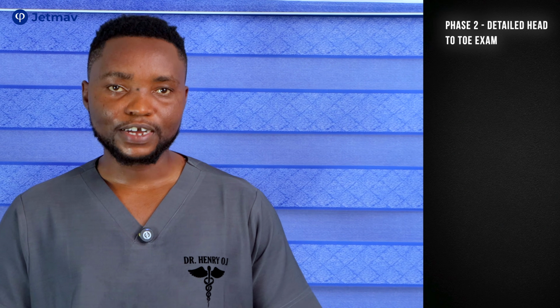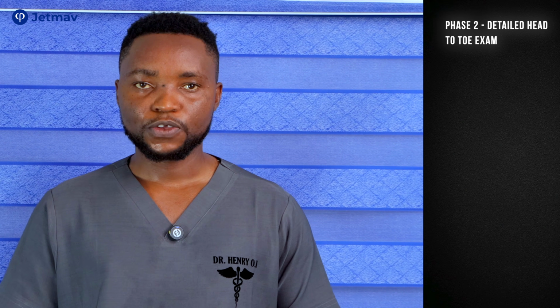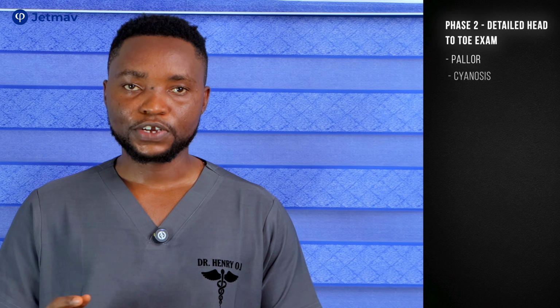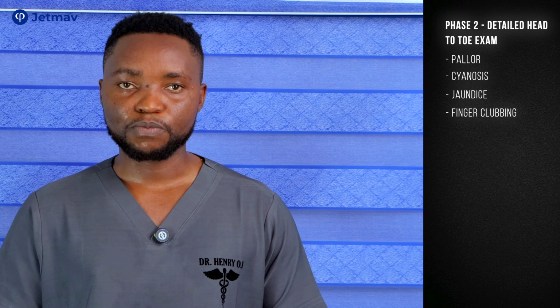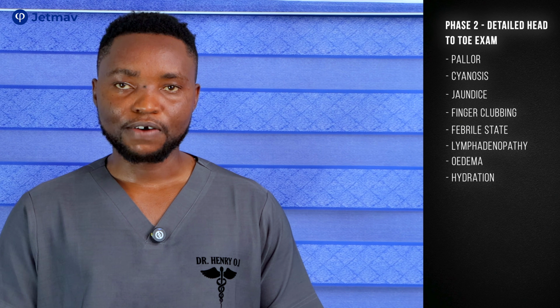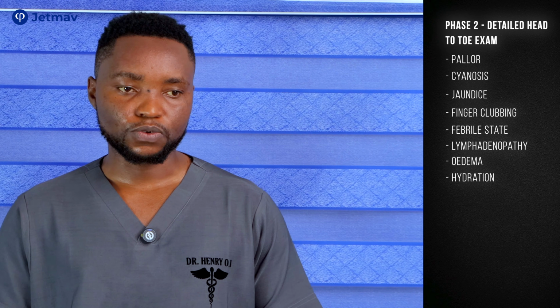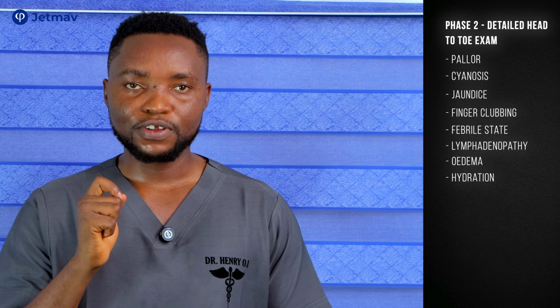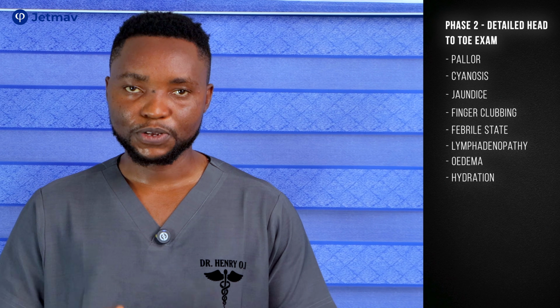Then you'll do a detailed observation from head to toe, where you check for features of systemic inflammation, which include pallor, cyanosis, jaundice, finger clubbing, the febrile state, lymphadenopathy, edema, and hydration. These are the features you will try to observe when you're touching your patient from head to toe. I will briefly explain each of these before we go into the examination proper.